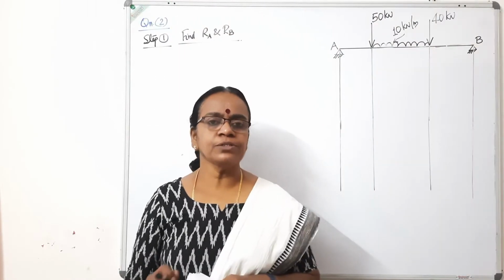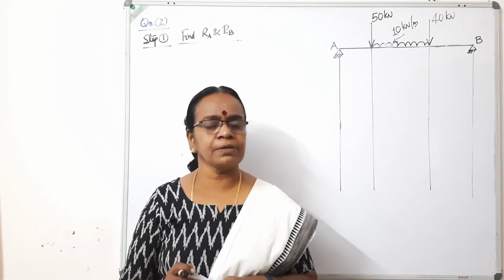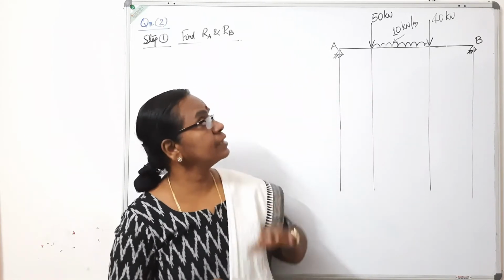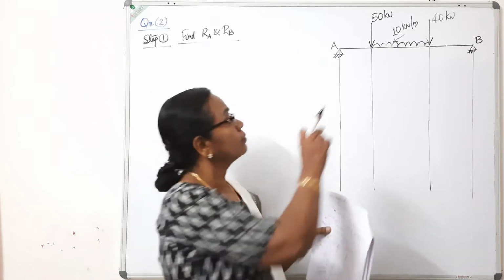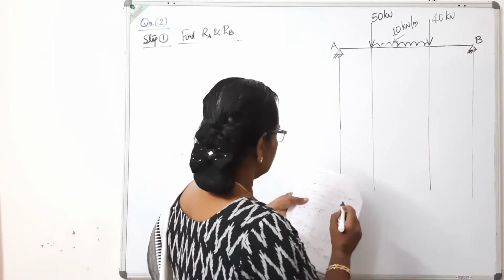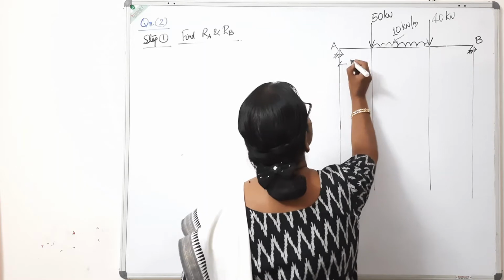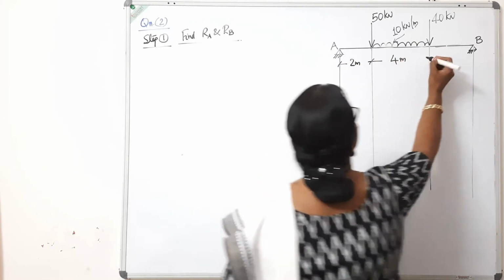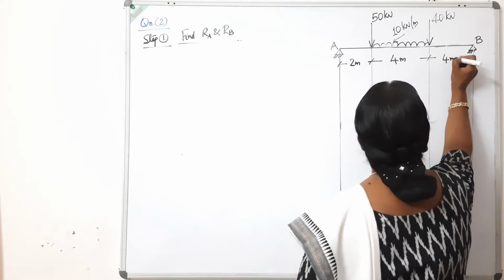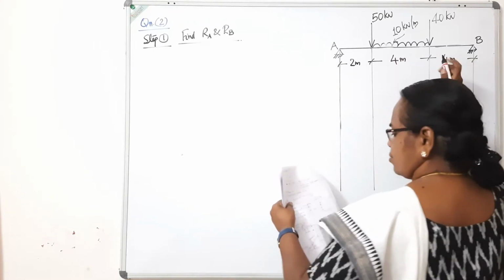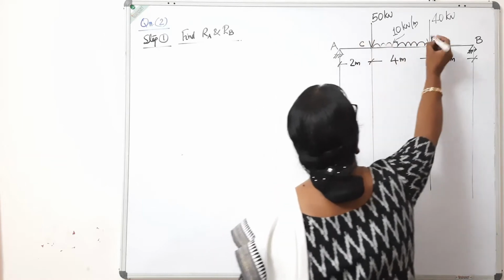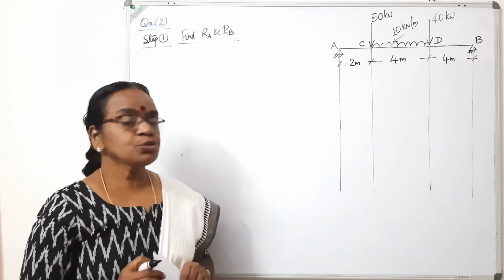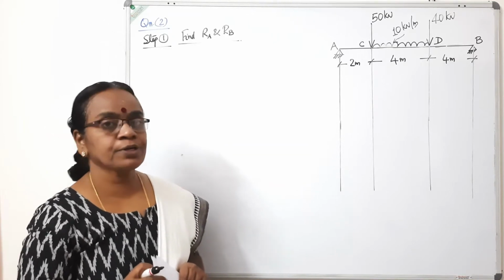Good morning. We move on to the second example on simply supported beam. Here we have a combination of loads, point load as well as uniformly distributed load. So a beam AB, the distances are, this is 2 meter, this is 4 meter, this is 4 meter, and the points I will mark, say it will be C, this point is D. So there are 2 point loads as well as a uniformly distributed load.